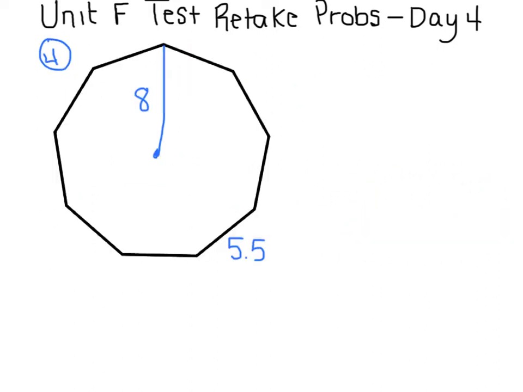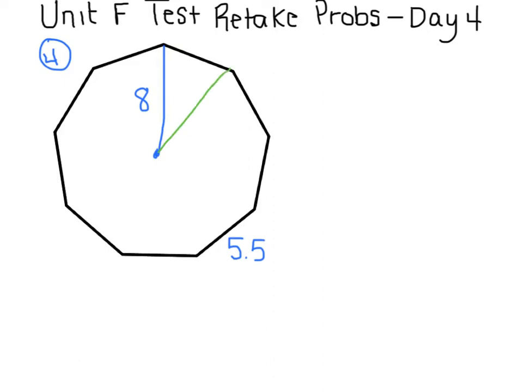Okay, last question asks you to find area of this regular polygon. This is a nonagon. There are 9 sides, and it gives you these lengths. Of course, pretend this line is straight. Not too easy to do on the stylus. So, the way you're going to do that is create triangles.